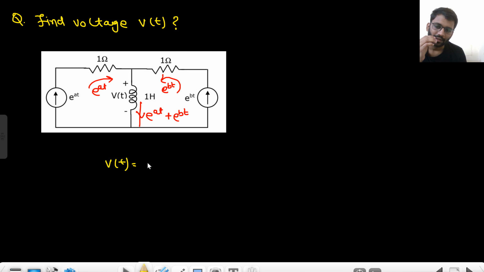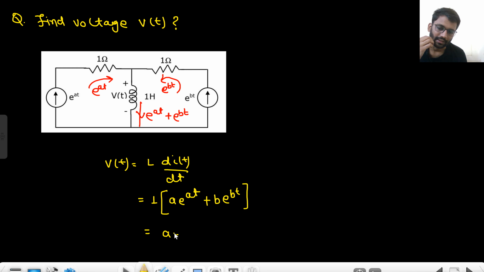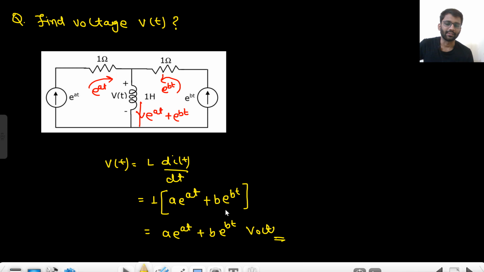Vt is L di by dt. What is the value of L? L is 1. What is the derivative of the current? That is A into e to the power At plus B into e to the power Bt. So your final answer is A into e to the power At plus B into e to the power Bt volt. That is your final answer. L di by dt, e to the power At, e to the power Bt, addition of both and simply the differentiation. Okay, A into e to the power At plus B into e to the power Bt.